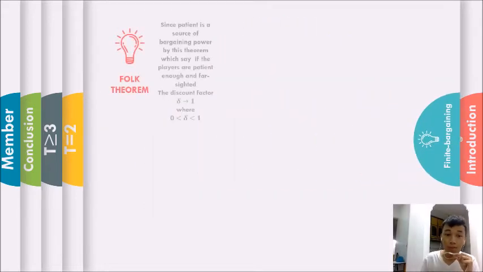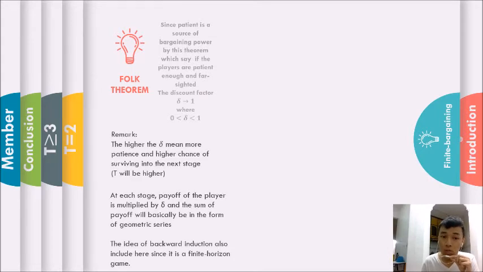Okay, so next we will look at the Fogg theorems. The Fogg theorem says that patience is a source of bargaining power. It says that if the players are patient enough, so you can wait longer, the chance of getting a better share will be higher, or in other words, the discount factor approaches 1. And these discount factors are actually variables between 0 and 1. So that's a small remark. The higher the discount factor, the more patient the player is and the higher the chance of surviving the next stage.